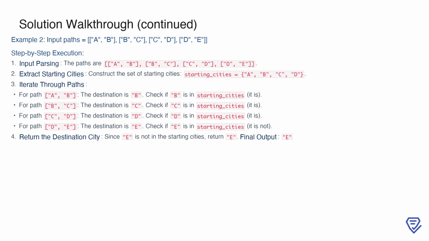For A, B, the destination is B, which exists in the set of starting cities. Similarly, for B, C, the destination C is also in the set. For C, D, the destination D is found in the set as well. Finally, for D, E, the destination is E, which is not in the set of starting cities. This means E is not the starting point of any path, so it must be the destination city. We return E as the final output.